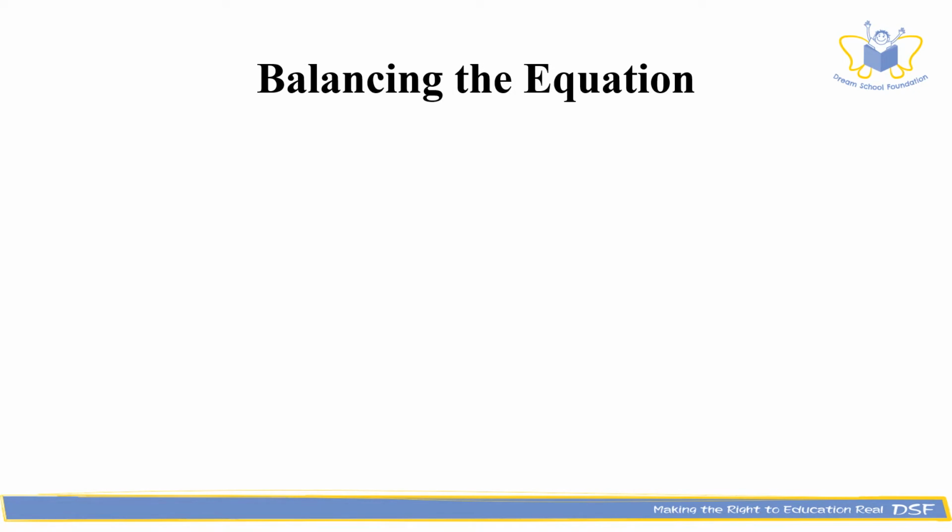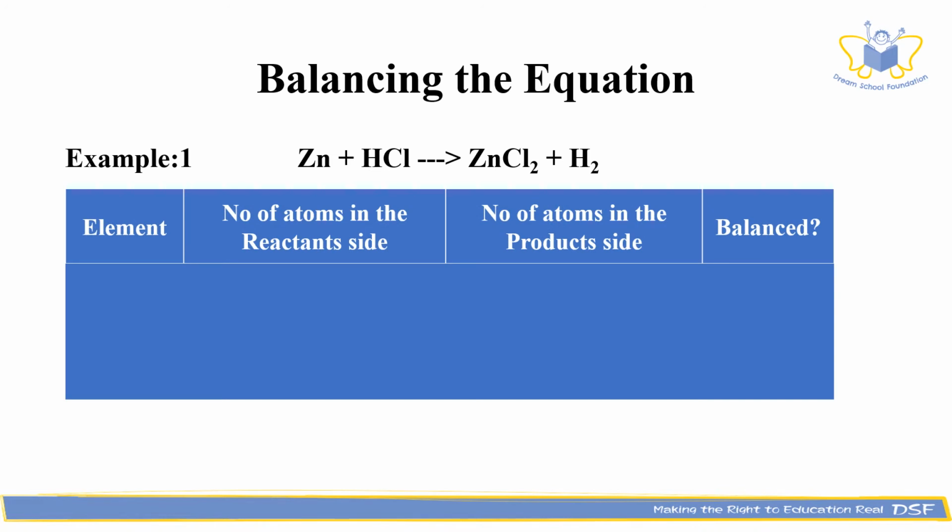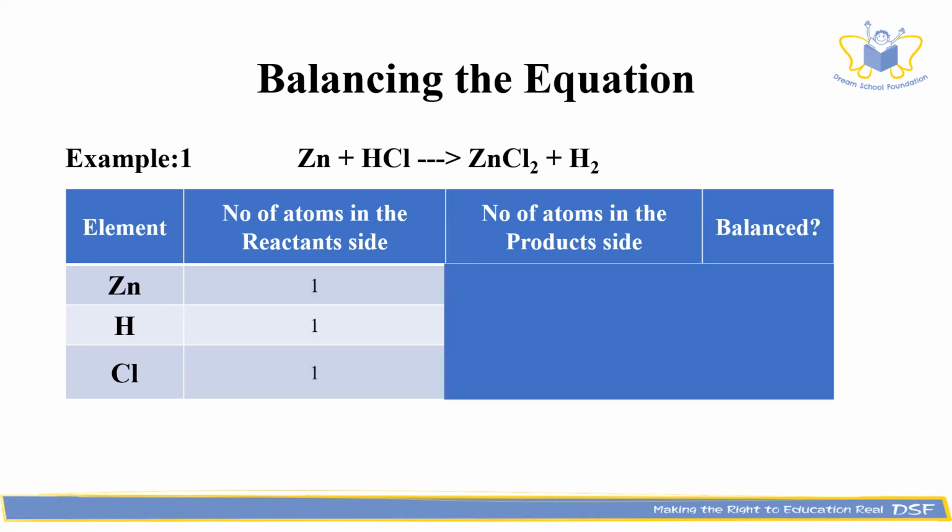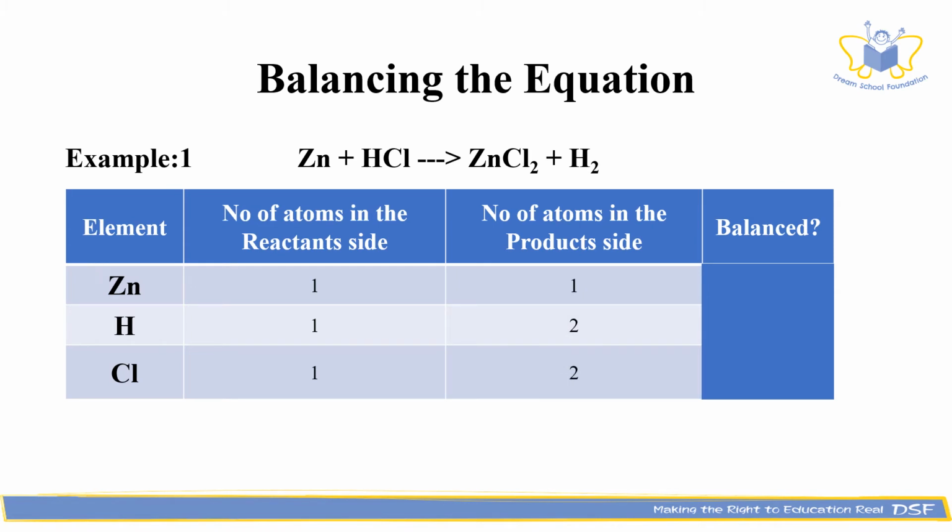Let's try solving or balancing the equations. The first example is zinc plus HCl gives zinc chloride plus hydrogen. We have put a table here as element, number of atoms in the reactant side and number of atoms in the product side, and whether it is a balanced or unbalanced equation. Now put all the elements: zinc, hydrogen and chlorine. Number of atoms in the reactant side is 1, 1 and 1. Number of atoms in the product side is zinc 1, chlorine 2 and hydrogen also 2.